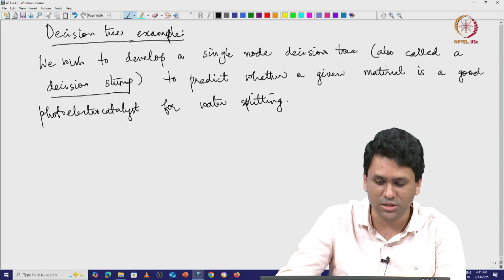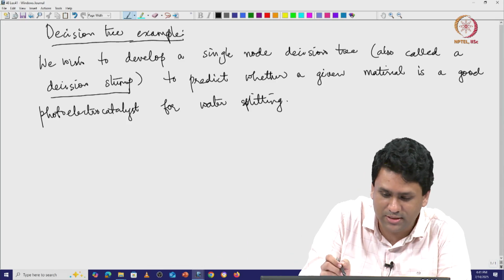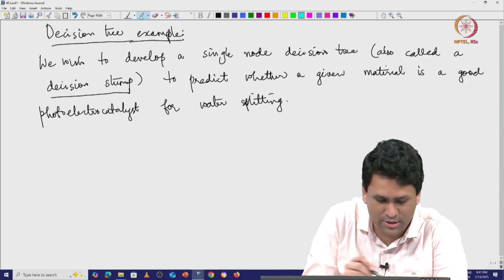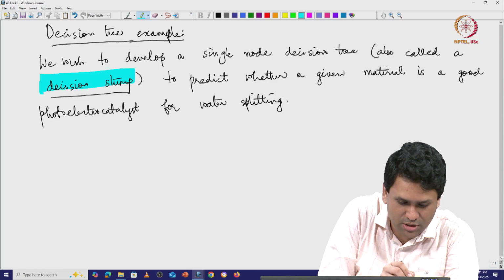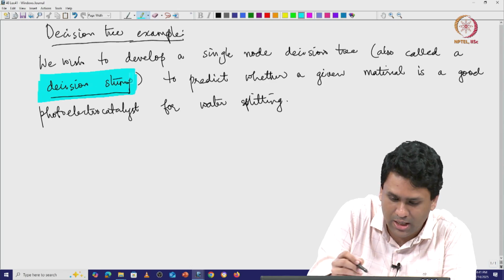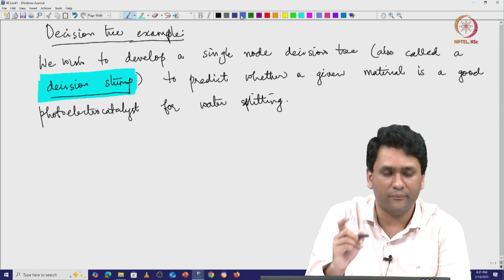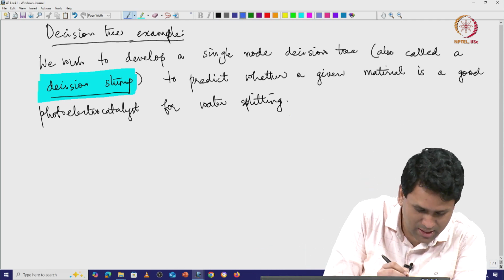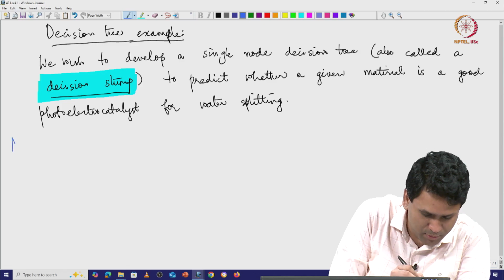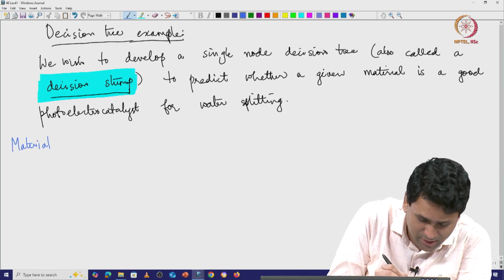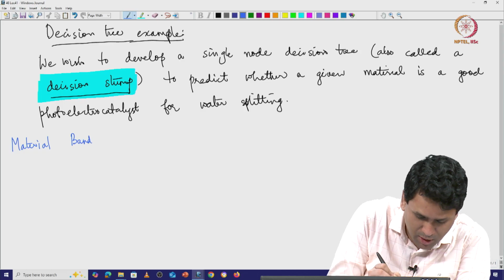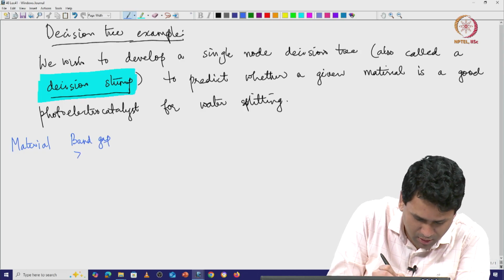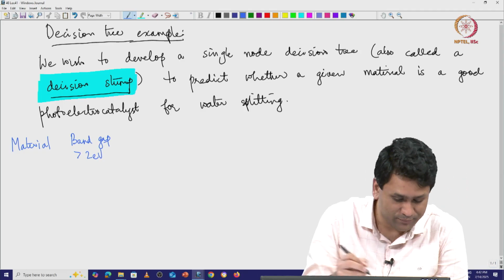We want to train a decision tree, and to keep things simple and analytically solvable, we are only going to look at a decision stump, which is essentially just one node of a decision tree, and we are going to see how this works. Okay. So now there is some data that has been given for this particular problem. This is of course data that we have created for this problem, but there is some element of truth to all of this data, right.